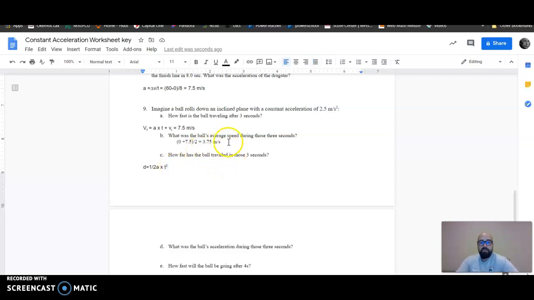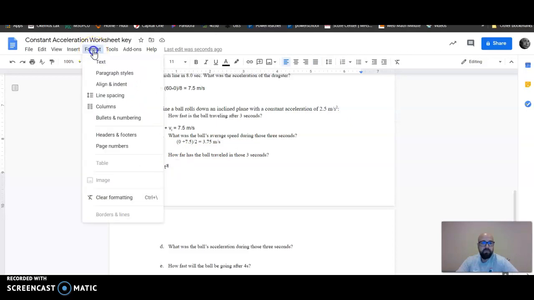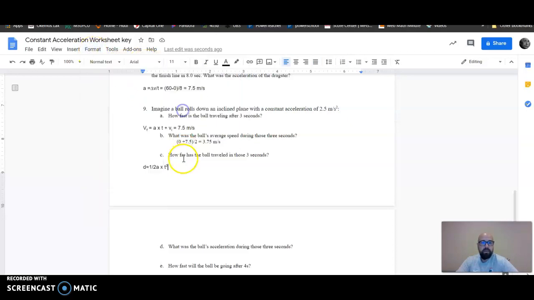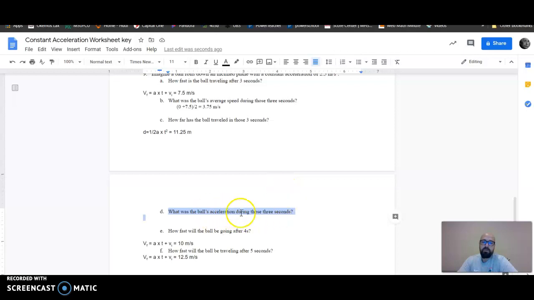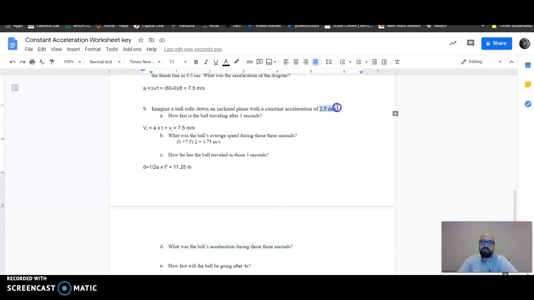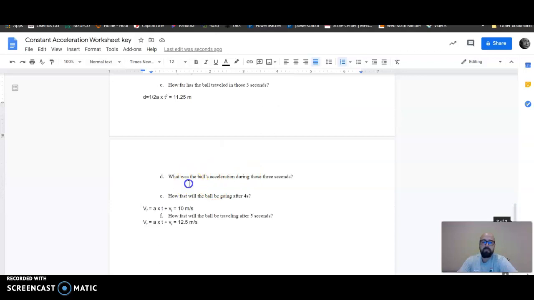How far? So now we figured out, we knew acceleration given to us in the problem here. We knew in those 3 seconds. So then we're just plugging those numbers in, and we get 11.25 meters when you plug 2.5 in here for acceleration and 3 in there for time. And then this question, as we talked about in class, it's just remembering what you're doing. What's the ball's acceleration? Well, it's a constant acceleration of 2.5 meters per second.